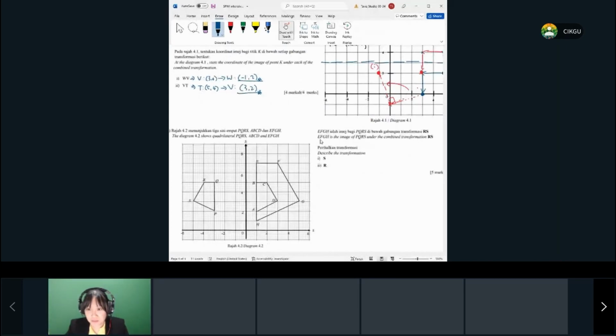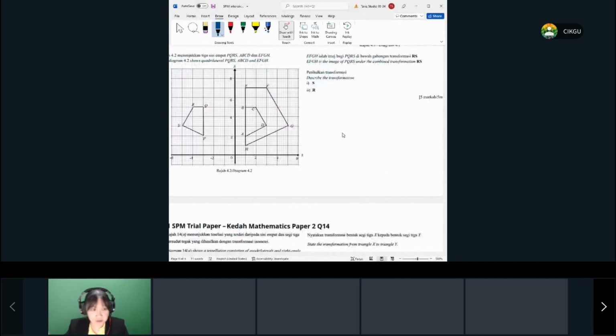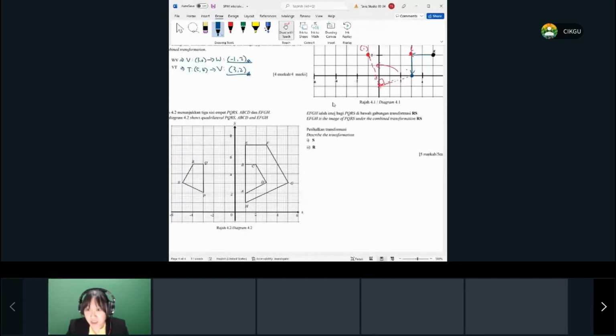EFGH is the image. So where is EFGH? This big one is the image of PQRS. So PQRS is my object, and this big one is my image. Under the combined transformation of R and S.